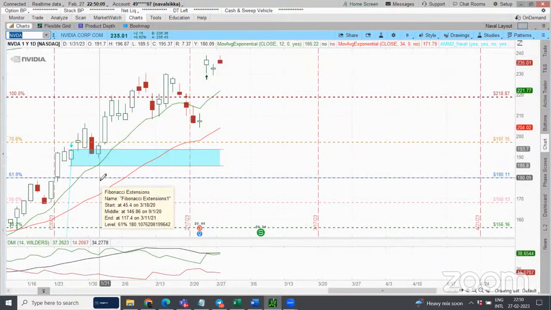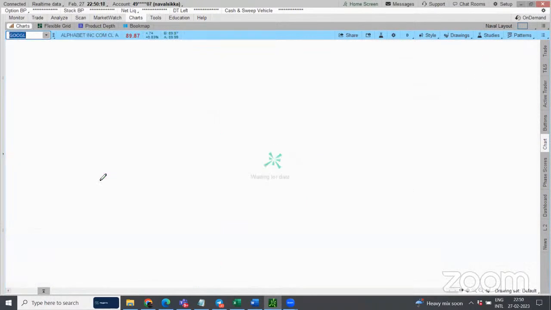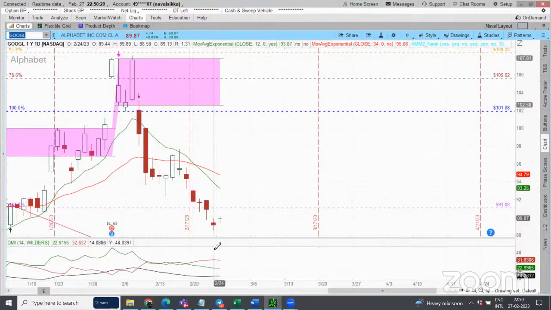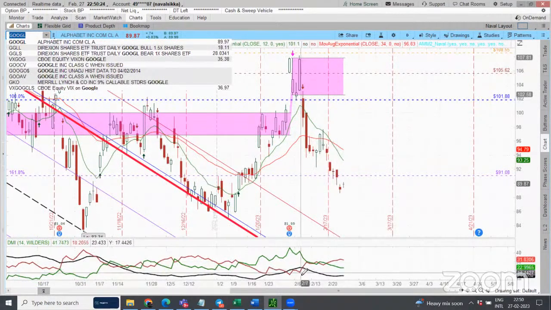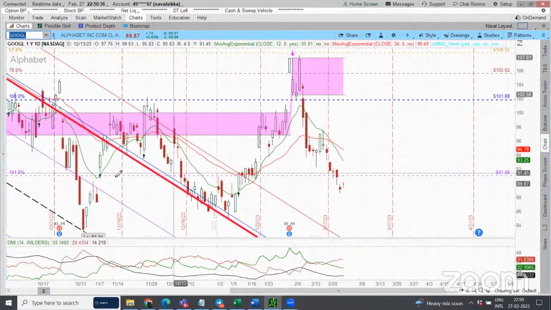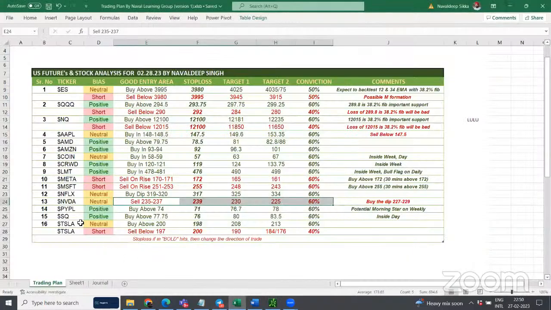PayPal, I think PayPal and Square both are the same thing. So I'm including Lulu. Or let's include Google. Google has exactly the same structure like Amazon. It's showing the negative momentum, but there's no strength in the negative momentum. So if the market is going to provide some support, plus it's roughly making an inverted head and shoulders, let's add Google here.